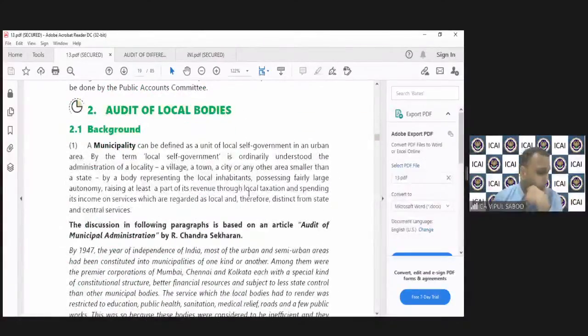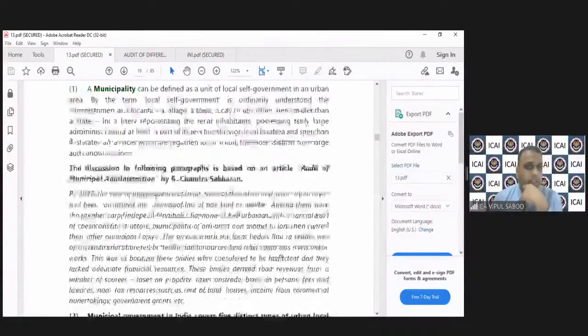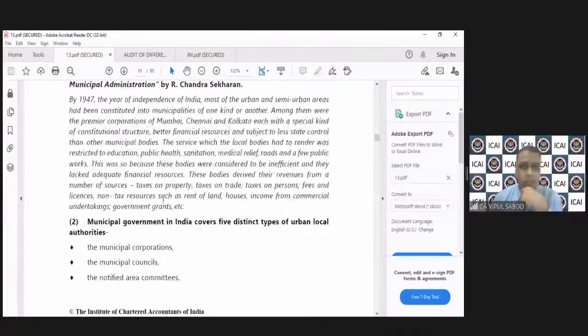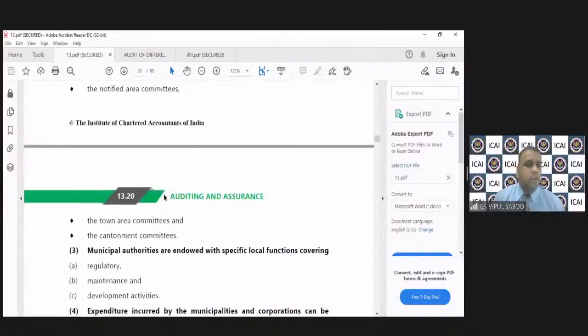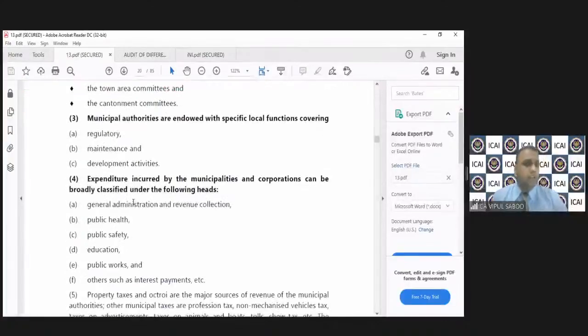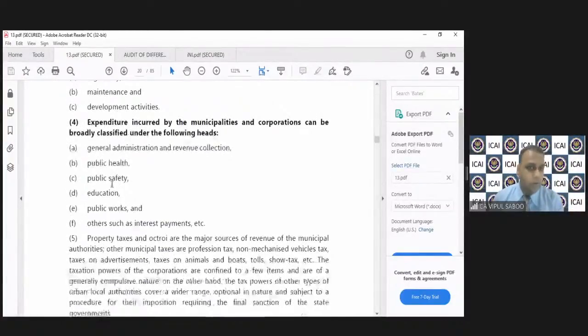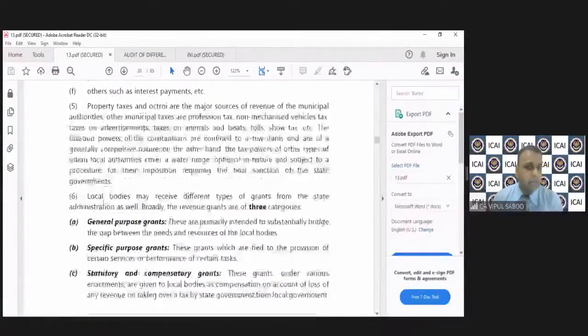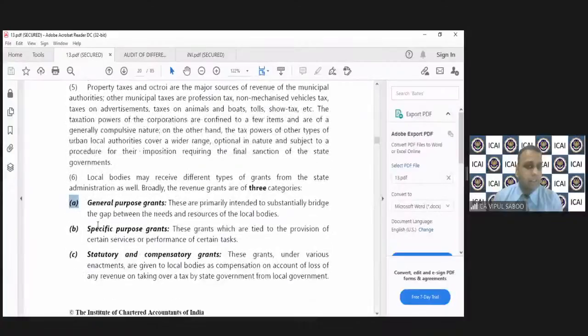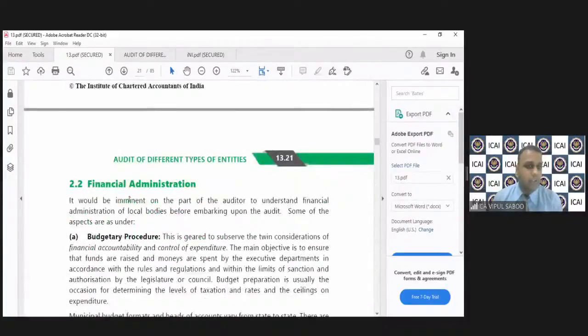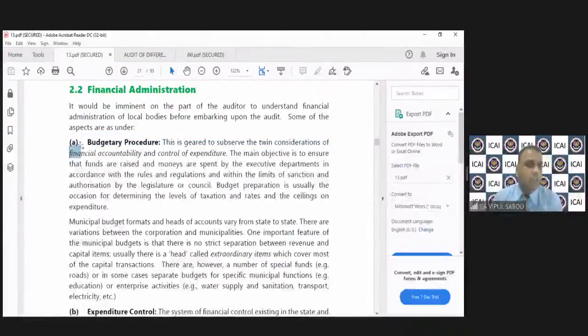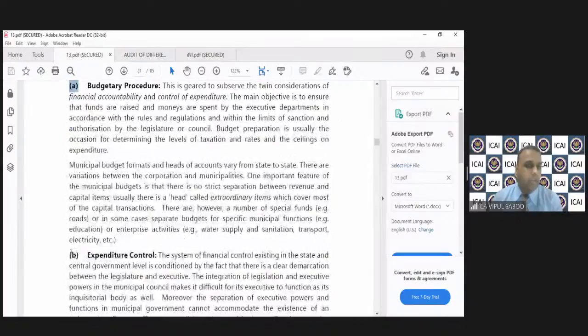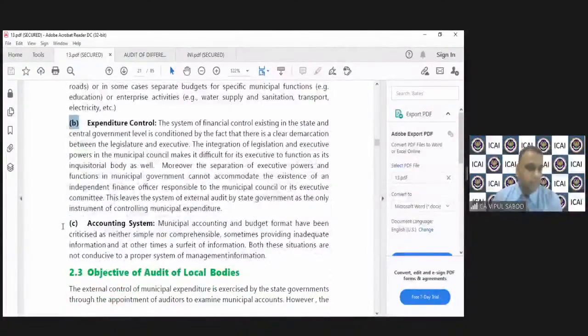See, audit of local bodies. We have covered everything. This is for your knowledge, for your reading. Everything is bulleted and numbered properly in the module. Whatever we have read in the presentation, the general purpose grants, specific grants, statutory and compensatory grants, financial administration, we read about the budgetary procedure. In the presentation, it is all given in the form of points and bullets. Expenditure control, some of the people are having doubts. I'll explain in the next class again.